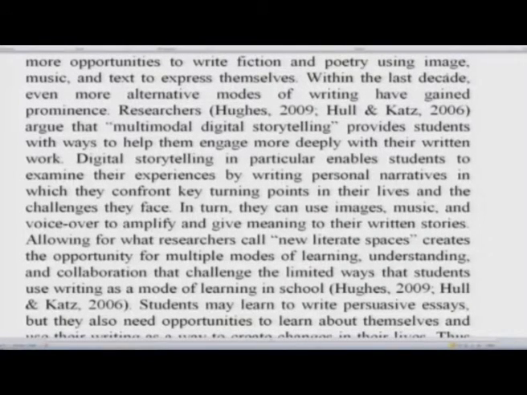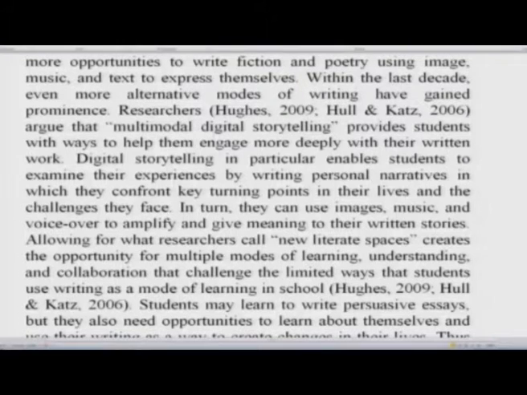Within the last decade, even more alternative modes of writing have gained prominence. Researchers Hughes 2009, Hull and Katz 2006 argue that multimodal digital storytelling provides students with ways to help them engage more deeply with their written work. So, this is building on what has been previously said, using multimodals to express creativity. Digital storytelling in particular enables students to examine their experiences by writing personal narratives in which they confront key turning points in their lives and the challenges they face.